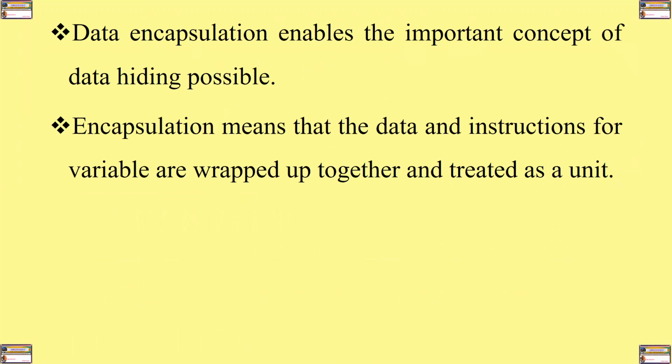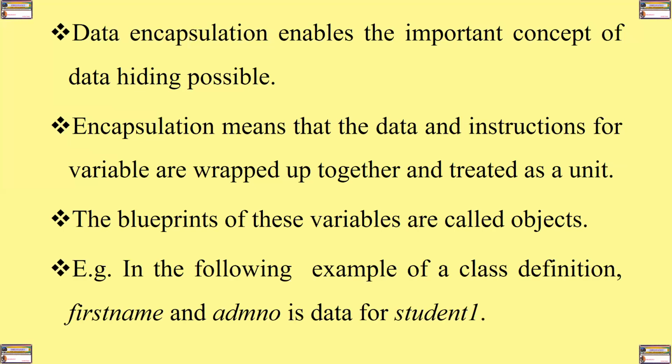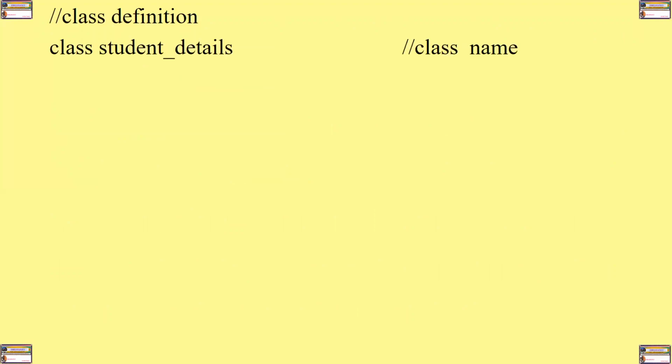Encapsulation means that the data and the instructions for variable are wrapped up together and treated as a unit. The blueprints of these variables are called objects. For example, in the following example of a class definition, first name and admission number is data for student 1. So we have a class definition there, where we have a class called student details.